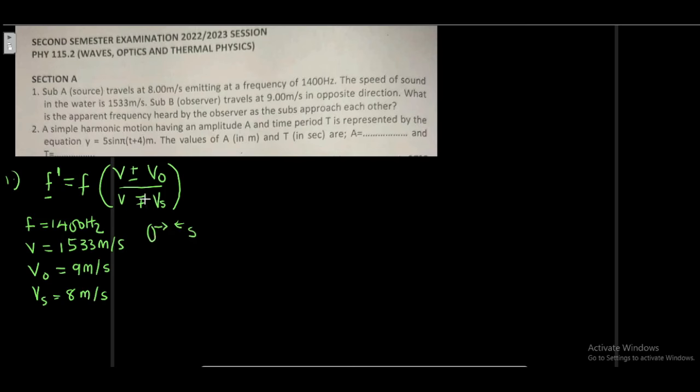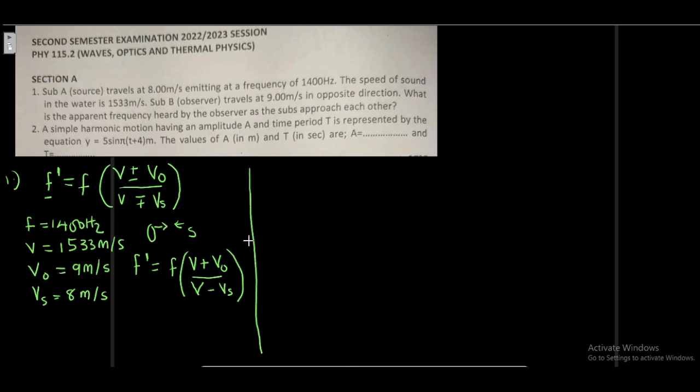So it simply means our equation is going to be: the apparent frequency equals the actual frequency times the speed of sound. Since our observer is moving towards the source, we use plus the speed of the observer, all over the speed of sound. Since our source is moving towards the observer, we use minus the speed of the source. So this is the equation we are going to use.